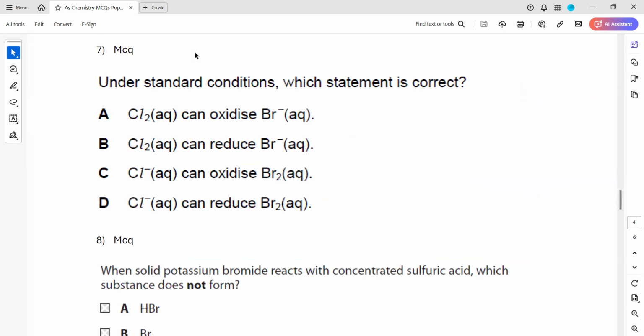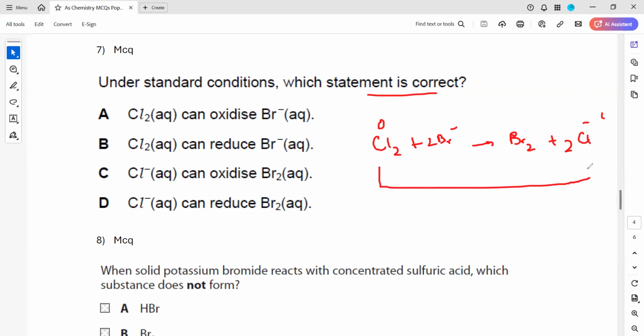In question 7, under standard conditions, which statement is correct? Chlorine can oxidize bromide. That's right, because chlorine is more reactive. The more reactive halogen displaces the less reactive halogen from its compound. So chlorine is 0 here, becoming -1. 0 becoming -1 is a reduction, and -1 becoming 0 is an oxidation. If a reduction happens, the substance is an oxidizing agent. If an oxidation happens, the substance is a reducing agent.